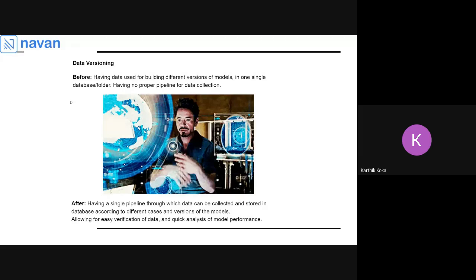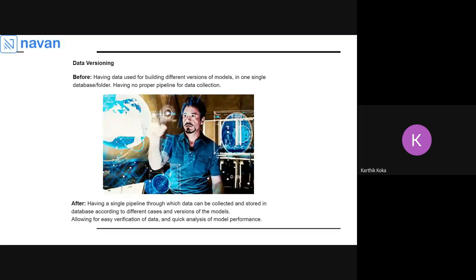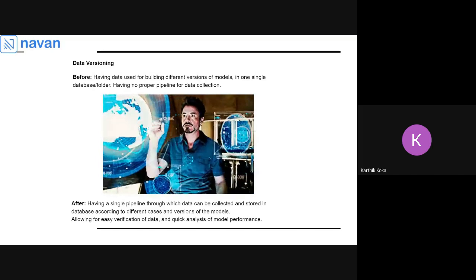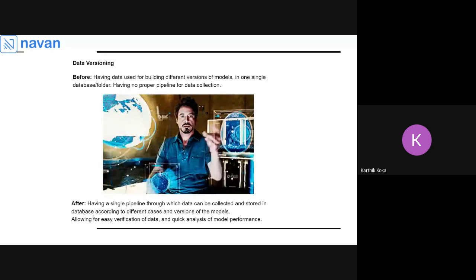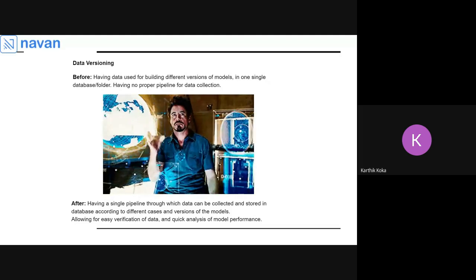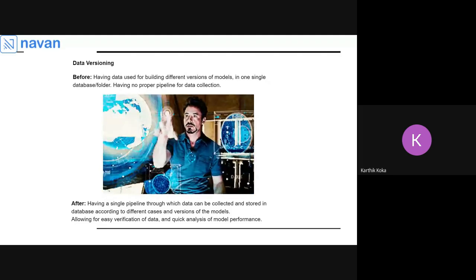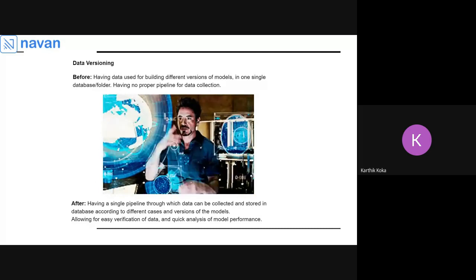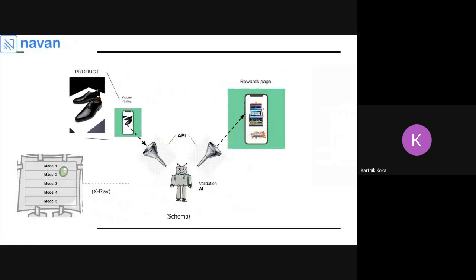Now I'll talk about the various things that changed once we started incorporating MLOps into our project. The first major change was with data versioning. As you know, for building five different models, we needed data sets. Each of the models required a different amount and different featured data sets.